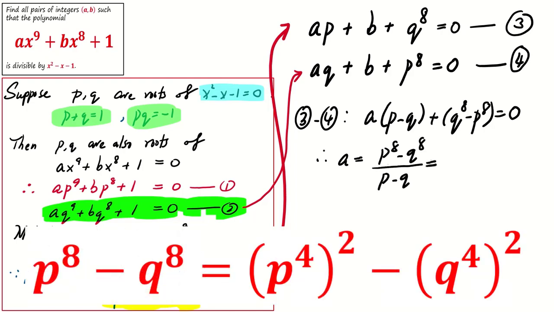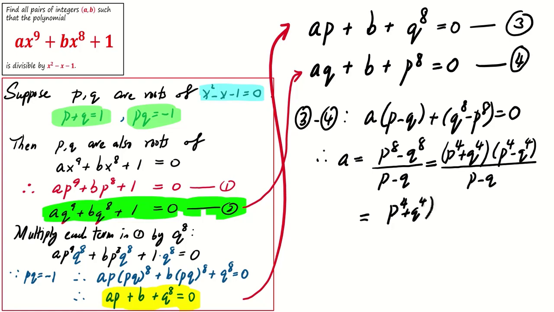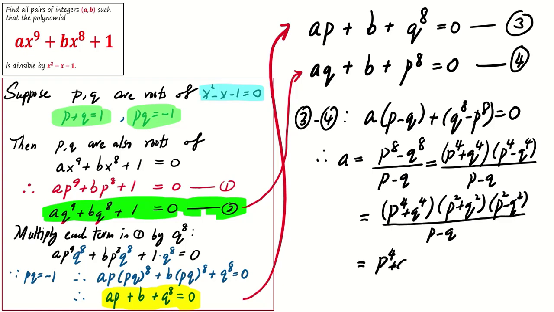Note that p^8 - q^8 equals the square of p^4 minus the square of q^4. It can be factorized as (p^4 + q^4)(p^4 - q^4). Using a similar argument, p^4 - q^4 can be written as (p^2 + q^2)(p^2 - q^2). And finally, p^2 - q^2 equals (p + q)(p - q). Then we know that a is actually equal to (p^4 + q^4)(p^2 + q^2)(p + q).